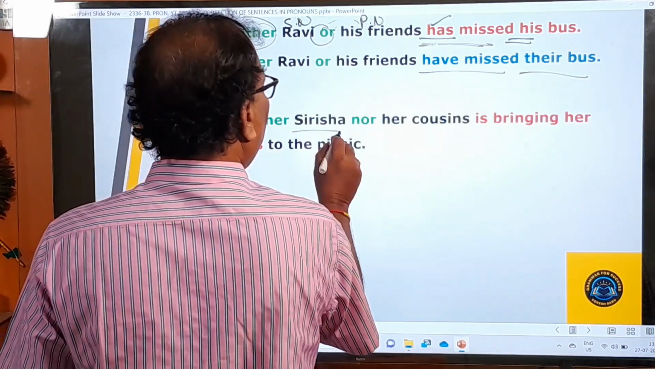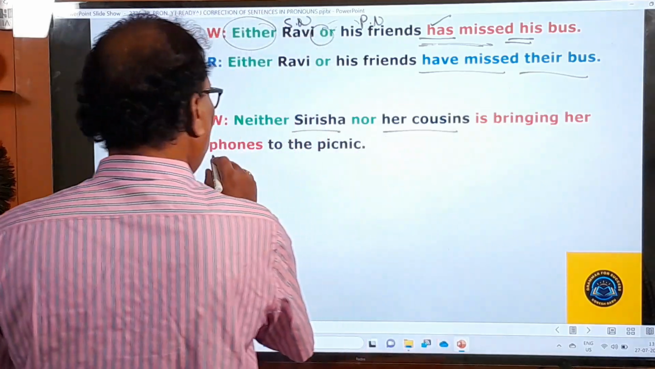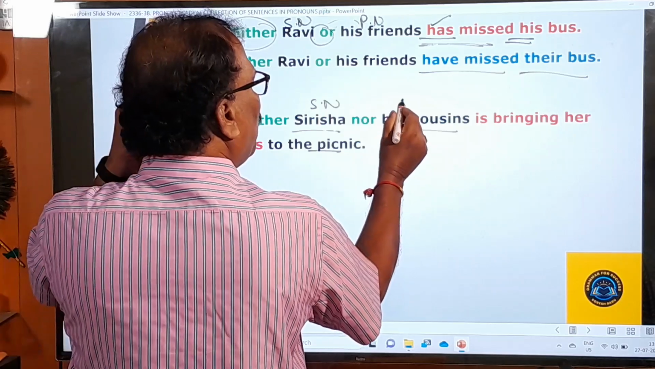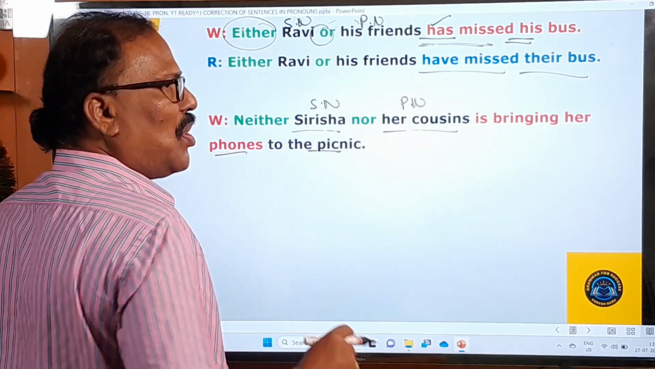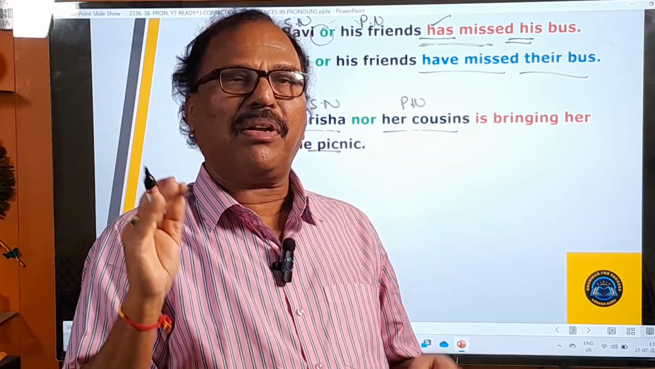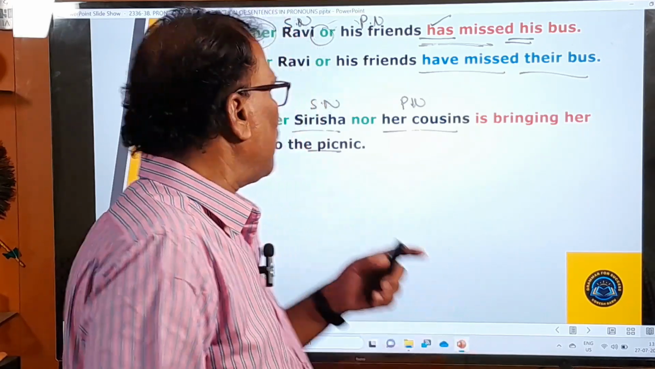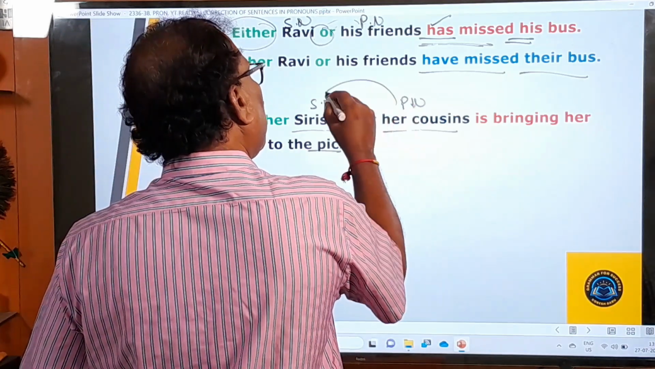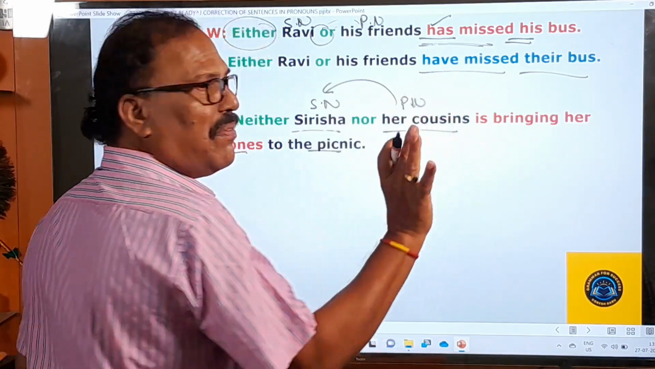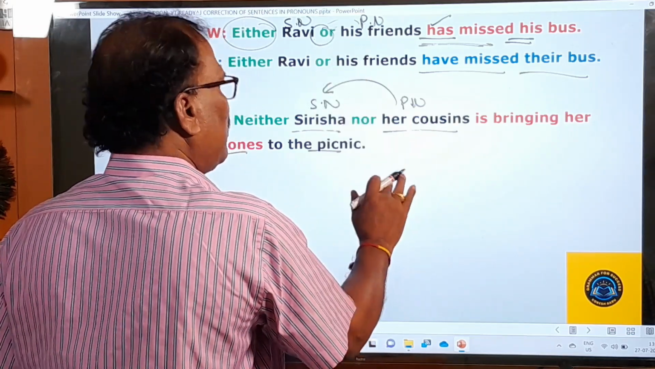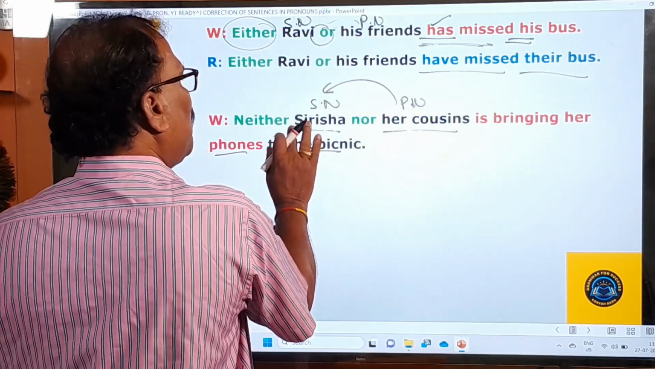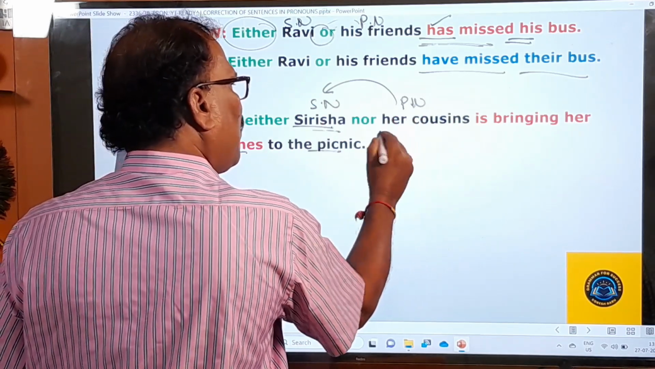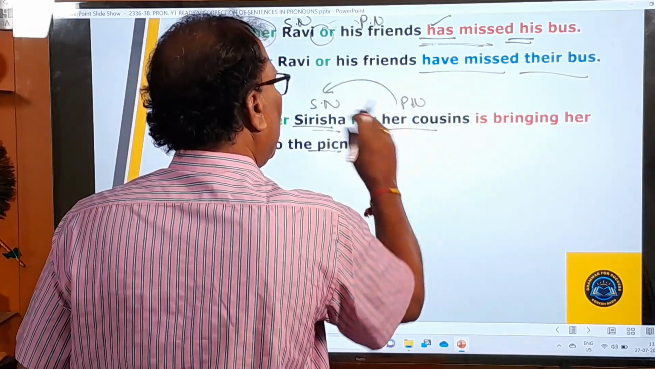Okay. And neither Shirisha nor her cousins is bringing her phones to the picnic. Neither Shirisha, this is a singular noun, and this is a plural noun. See, when you are joining one singular noun and one plural noun, first of all there must be a singular noun, then only the plural noun. It should not be otherwise. Never first the plural noun, then the singular noun. This is not the position, please. In the English language, that is the correct position. First you must use the singular noun, then only the plural noun. Okay, please keep this point in mind. And always the plural noun must be after the singular noun.